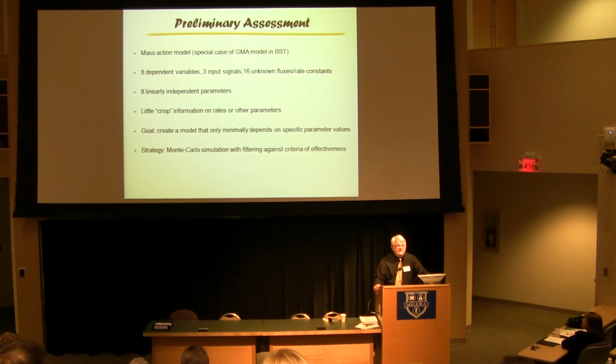But there's little really crisp information on the rates and on other parameters, which is the typical situation and not the exception. So what we really want to do is create a model that only minimally depends on specific parameter values. So it's not the goal to find a solution that says alpha has to be 1.221. That's not the point. We want to know order of magnitude. Is this better than that? Is it much better than that? That type of question.